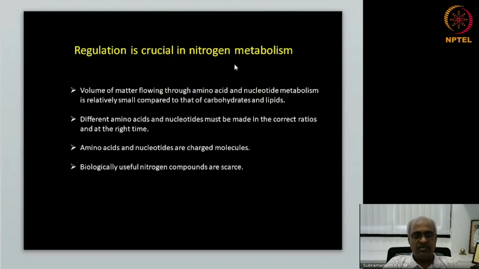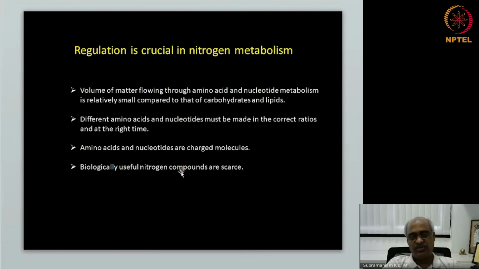Because the flow is very less, you need to regulate correctly, appropriate things at the appropriate time. Similarly, correct ratios are important, and it is all or none, and therefore again it has to be very tightly regulated to make the right things available at the right time. Then you don't want charge gradients there, and therefore again another reason why it should be regulated. And the resource is very scarce, so you need to use it judiciously.